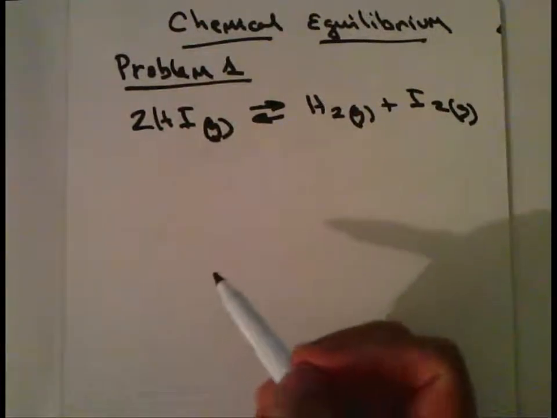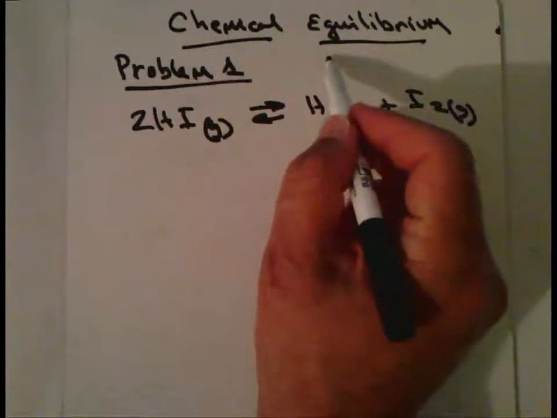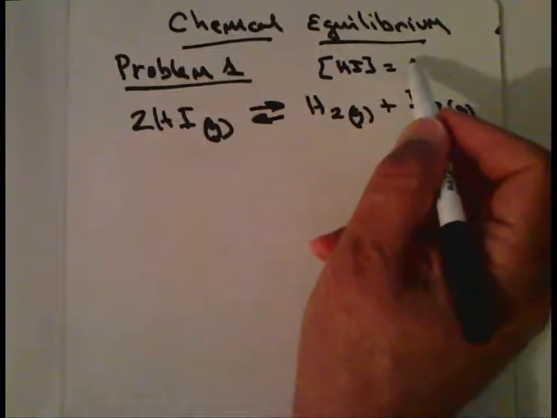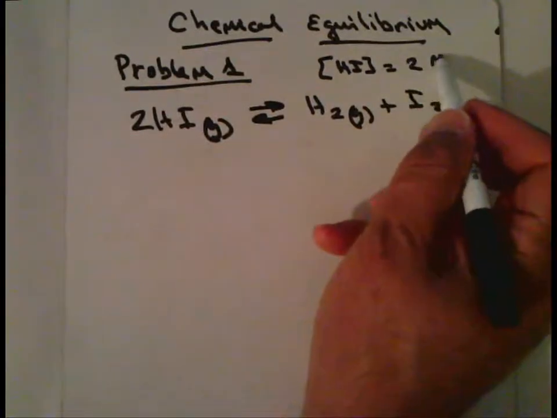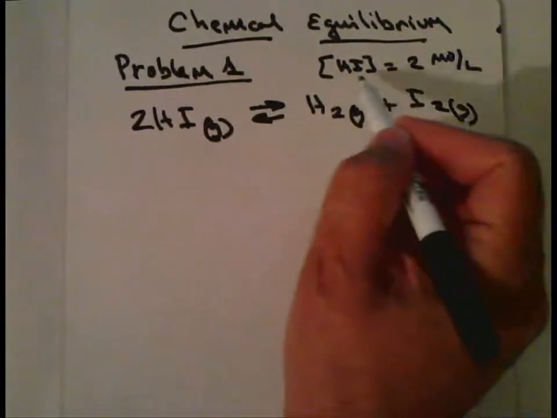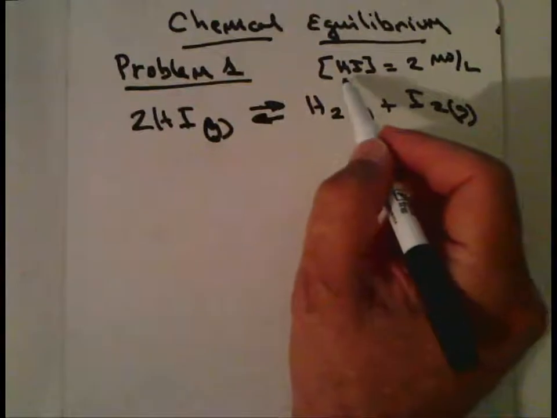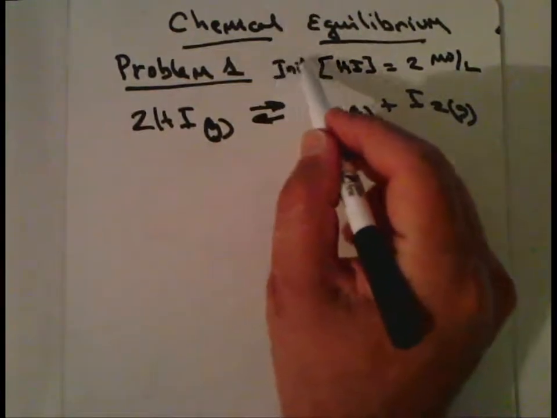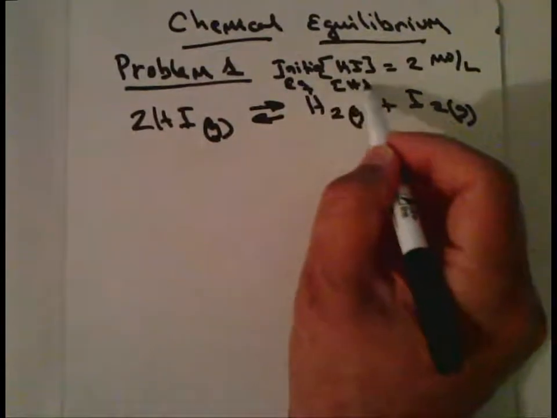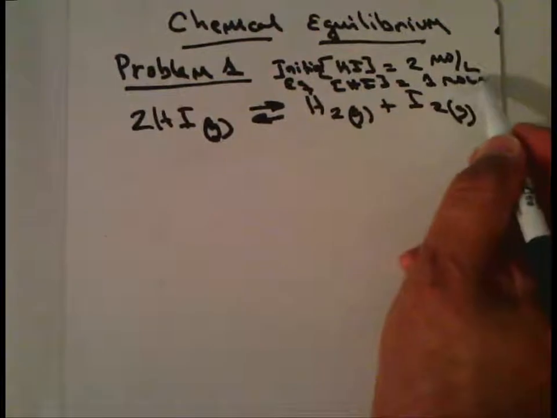So let's say they say that you start with the concentration of hydrogen iodide equal to 2 mol/L. That will be the initial concentration. And in equilibrium, you will have the following concentration: in equilibrium, you will have 1 mol/L.